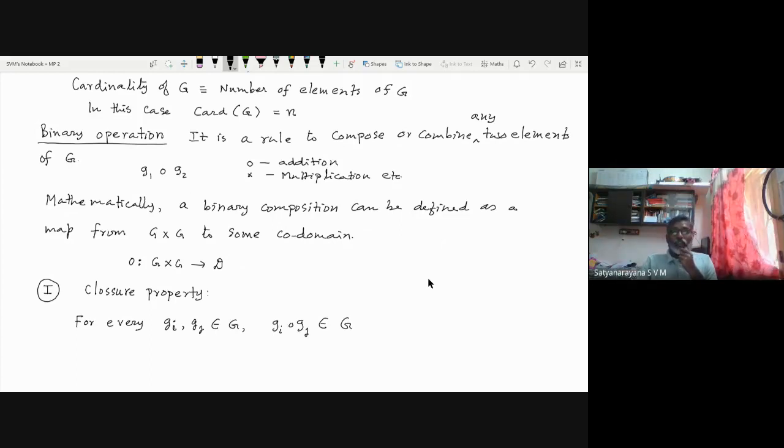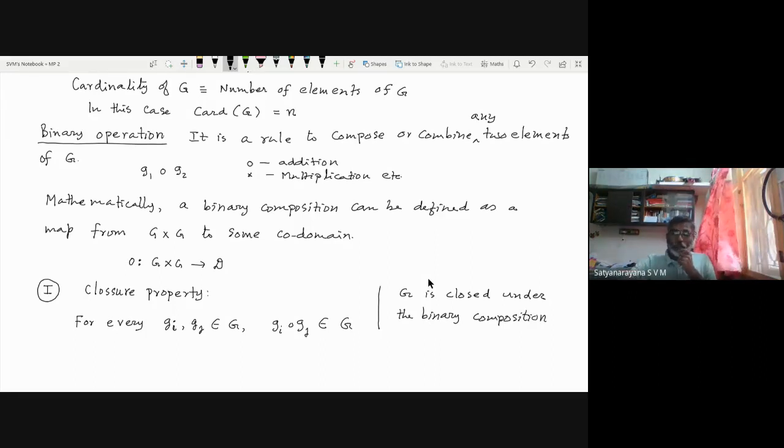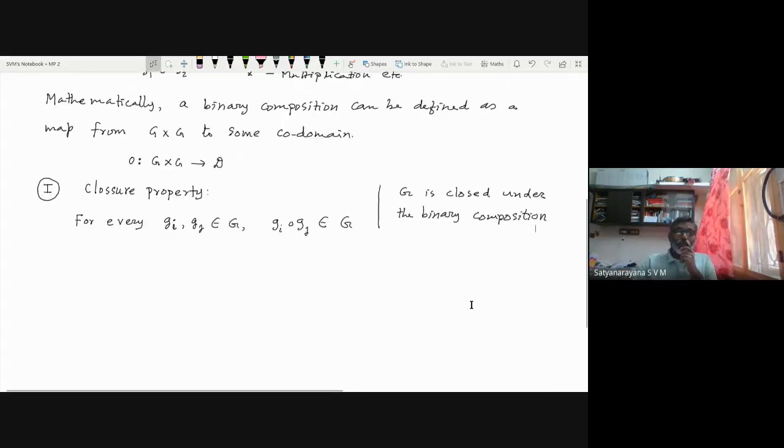Okay, so then we say that G is closed under the binary composition. G is closed under binary composition. Okay, so let us.